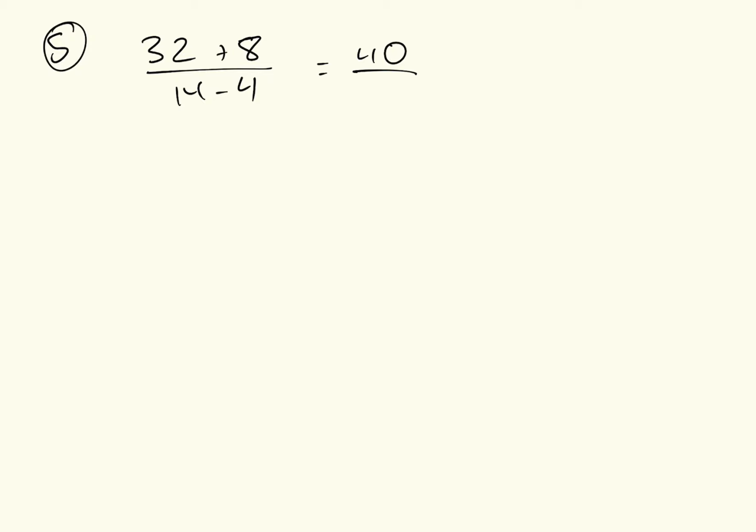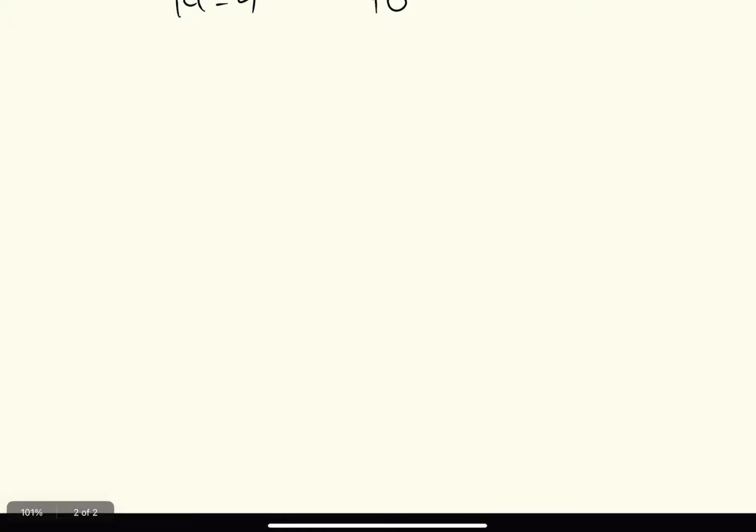Let's try a different example. Let's go 32 plus 8 over 14 minus 4. And when you're doing something like this, it's a lot easier to just simplify it. So 32 plus 8 is really just 40. And then on the bottom, 14 minus 4 is just 10. And 40 over 10 is equal to 4. Not that difficult.